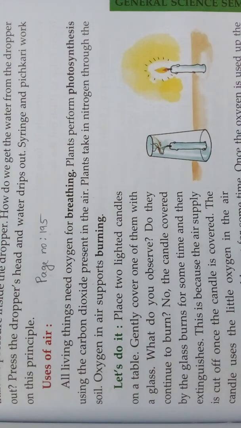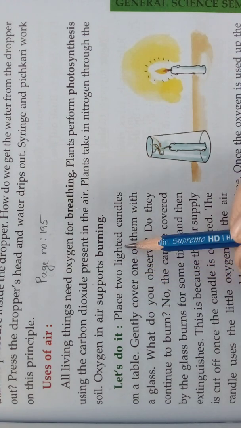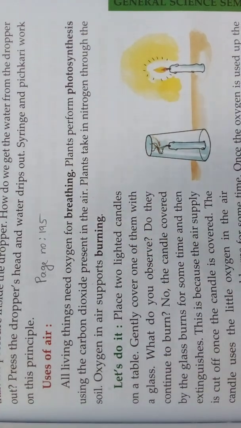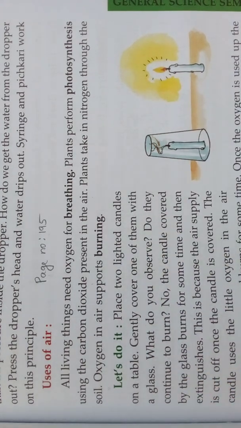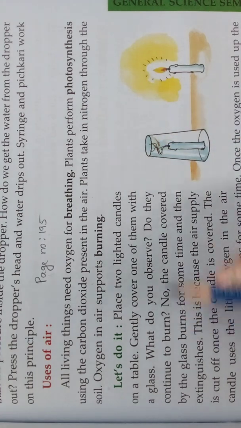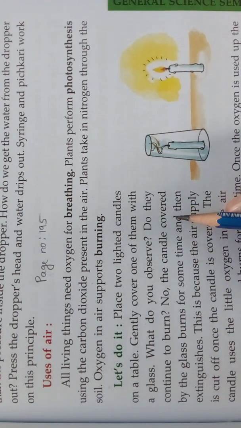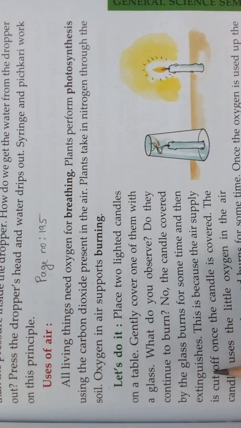Come, we will see one example, one activity. Place 2 lighted candles on a table. Take 2 candles, light them and keep them on a table. Gently cover one of them with a glass. What do you observe, children? Do they continue to burn? No, the candle covered by the glass burns for some time and then extinguishes.